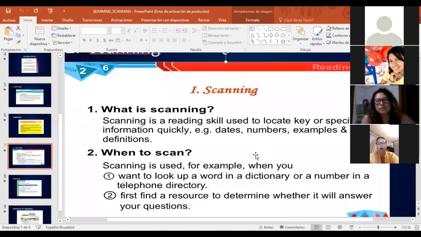All right, so there are some details that the student has to find using both eyes, moving across the text in order to find out information. And what information do they need to find out? Here we have it. Scanning is a reading skill used to locate key or specific information very fast. You need to be very fast when you use it. Examples: dates, numbers, examples, definitions, okay?